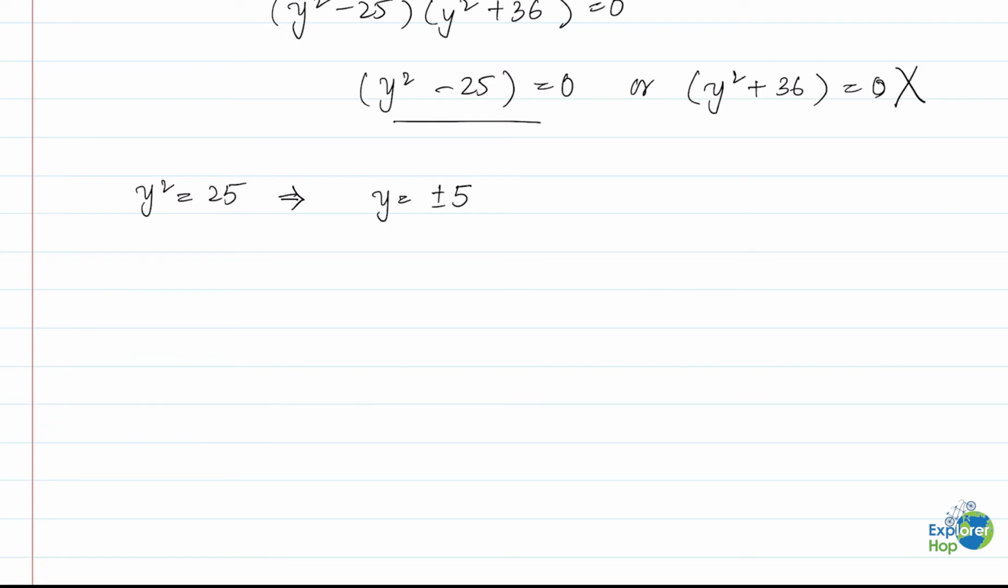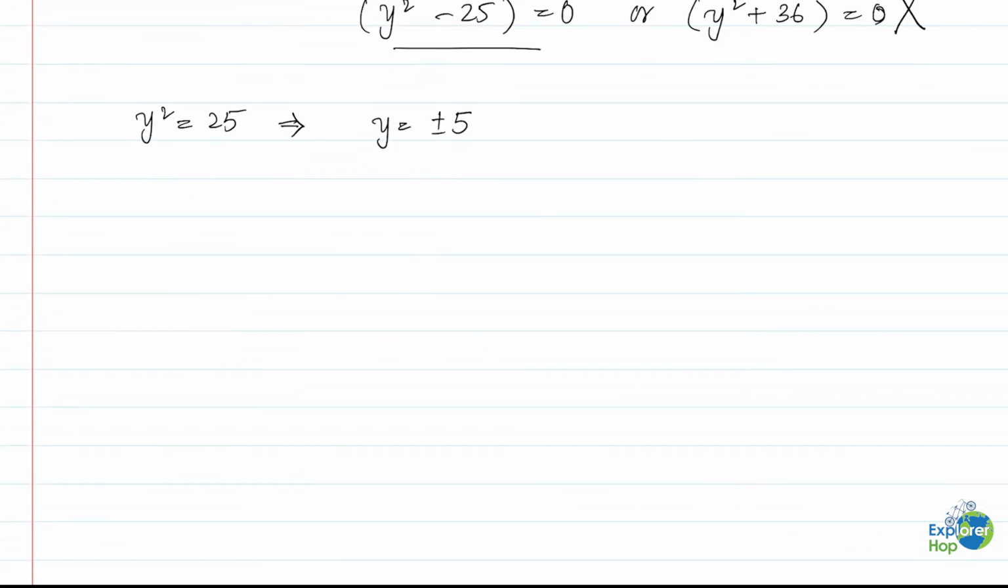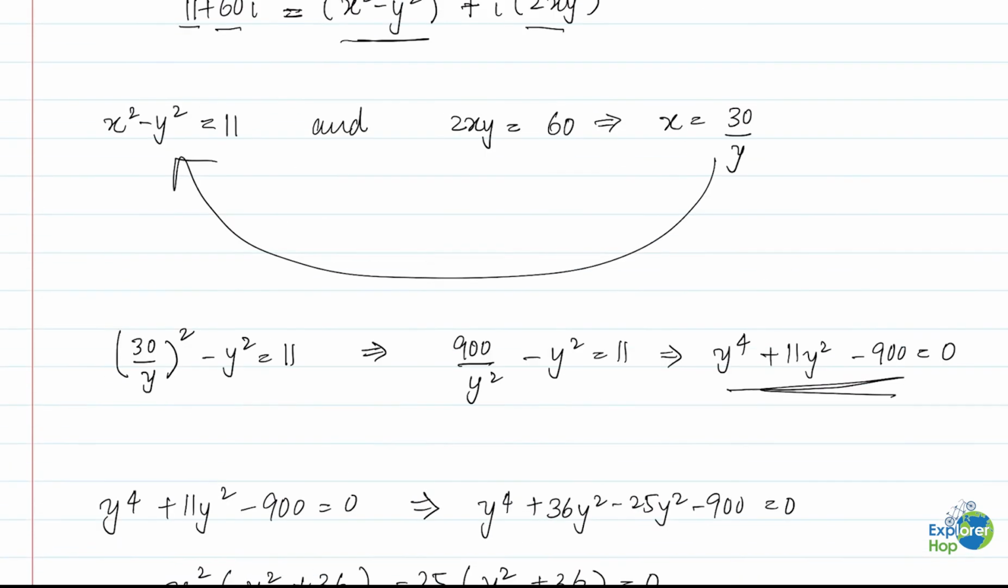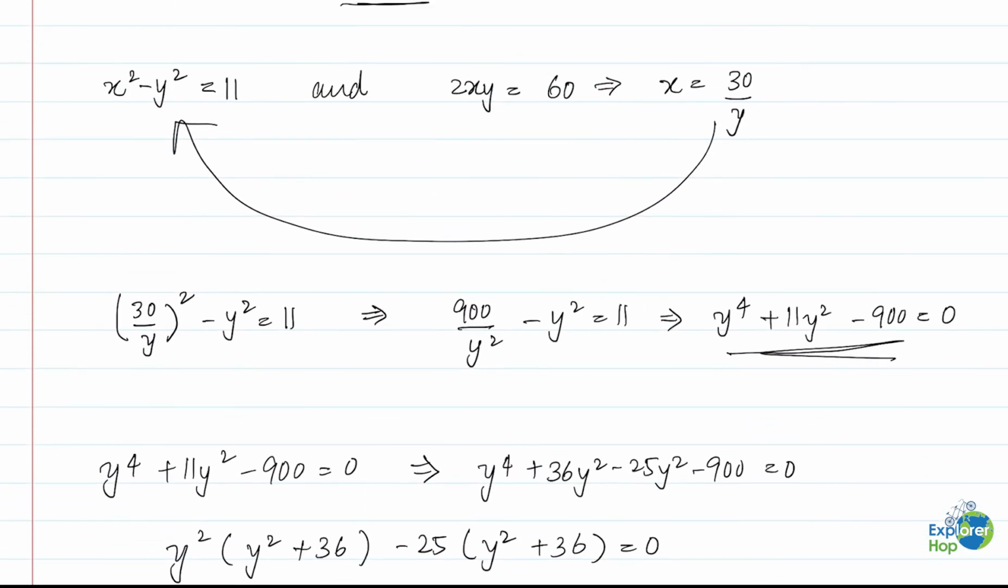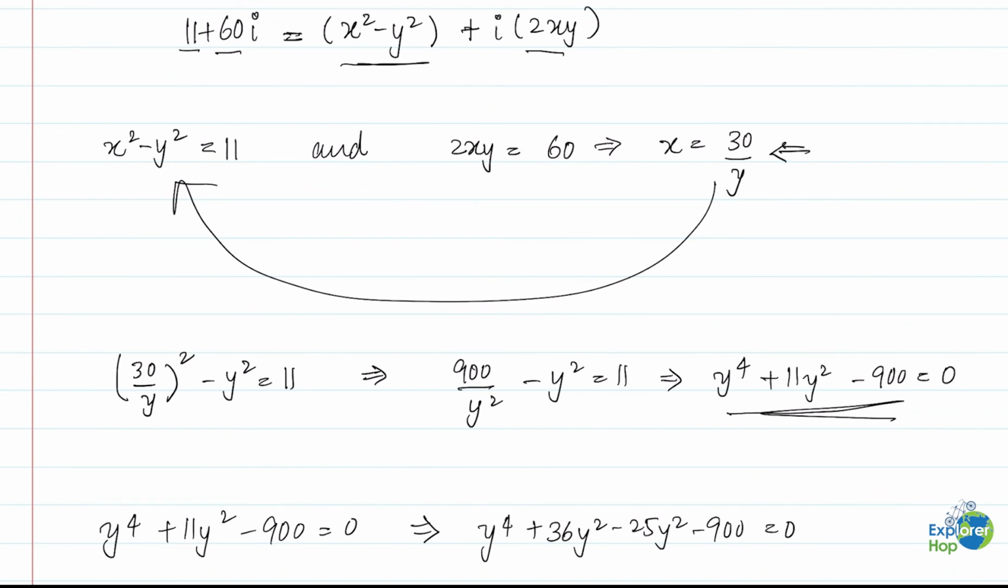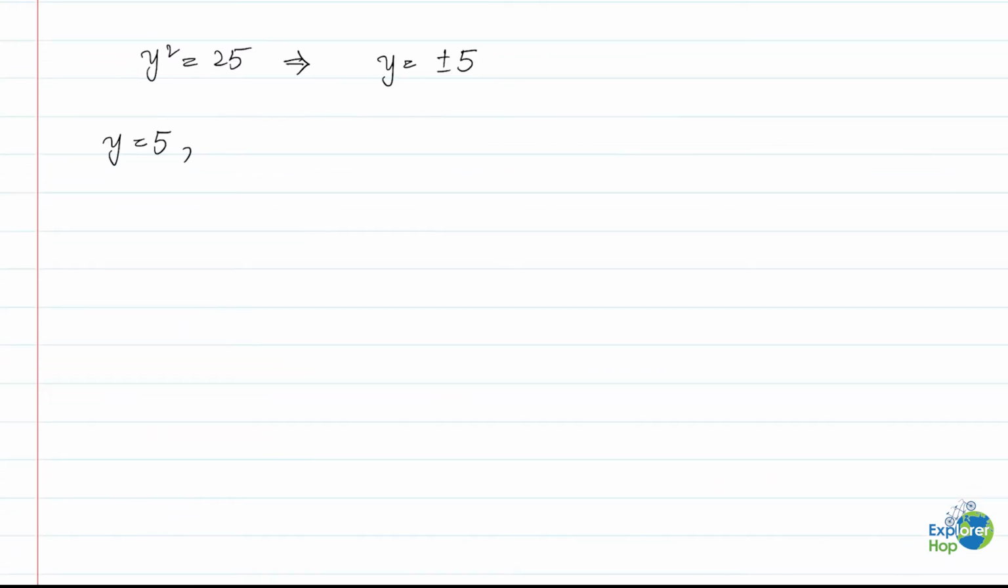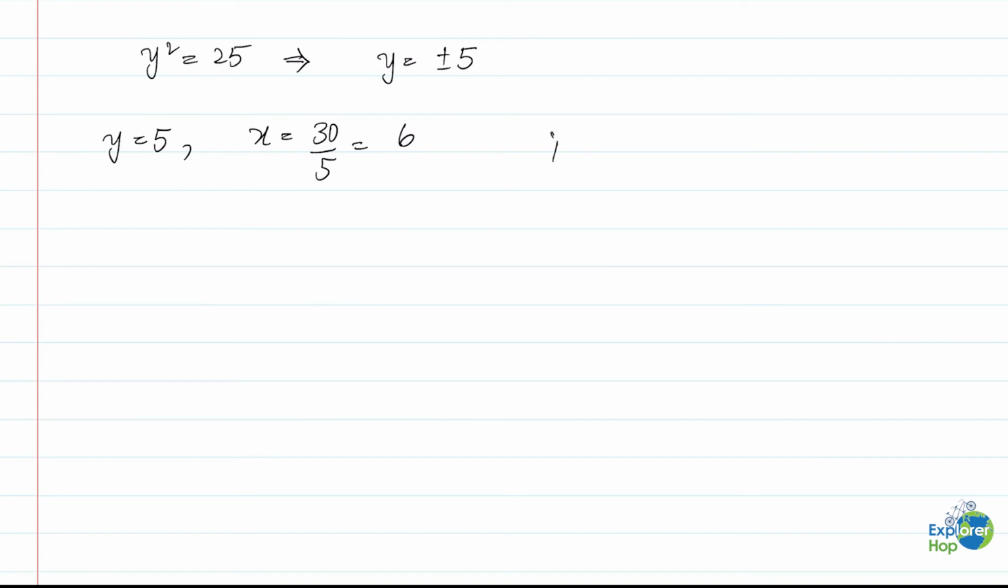So now we have two values of y. Because we have two values of y, we would automatically have two different values of x. So using each value, first we'll use y equals 5. Using this equation here, we can find x to be equal to 30 over 5, which equals 6. And similarly, if we take y to be equal to minus 5, then we would get x equals 30 over minus 5, which would give us minus 6.